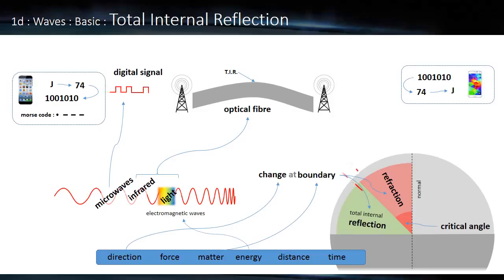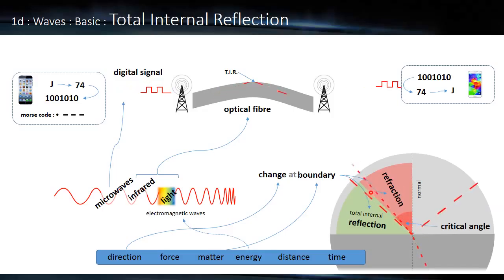This is Unit 1D. It deals with total internal reflection. So you recall from the last video that we've got two kinds of behavior that we're interested in here, refraction and reflection. They sound quite similar, and they are similar in some respects, but they are different as well. So we've got a change at a boundary.